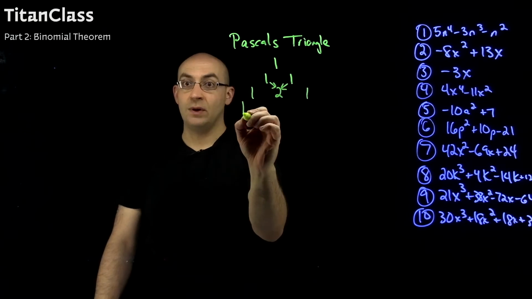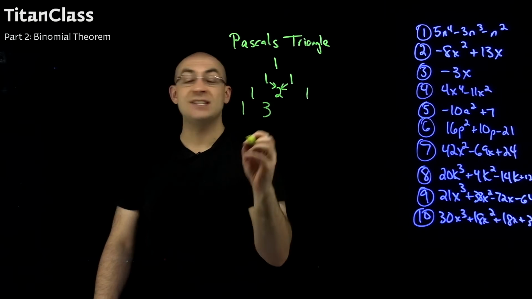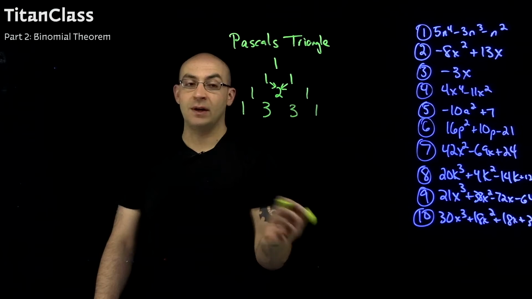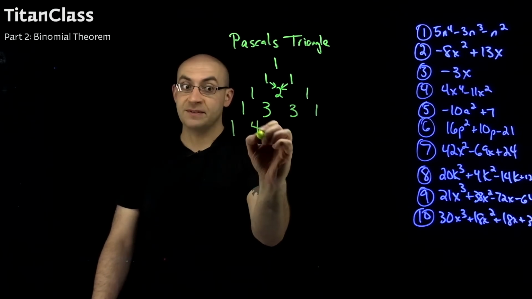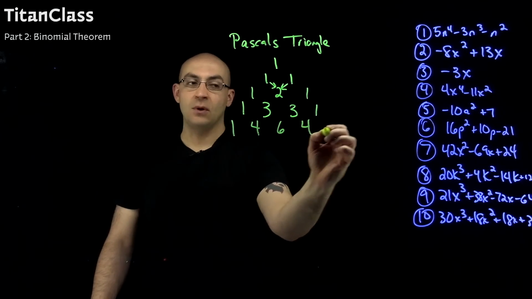So for example, a 1 goes here, and then a 3 goes there because it's in between a 1 and a 2. It's only addition, that's all it is. And then this 2 and this 1 are 3, and that's a 1, and I'll do one more. 1, 4, because 1 plus 3 is 4. 3 plus 3 is 6. 3 plus 1 is 4, and a 1.